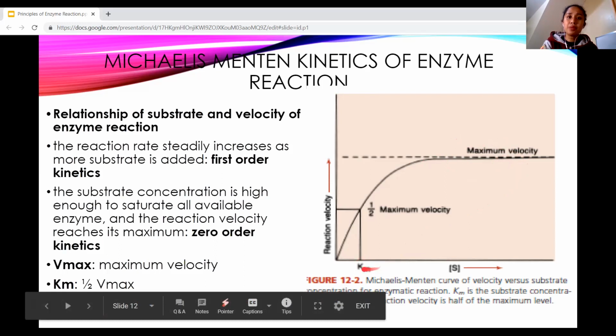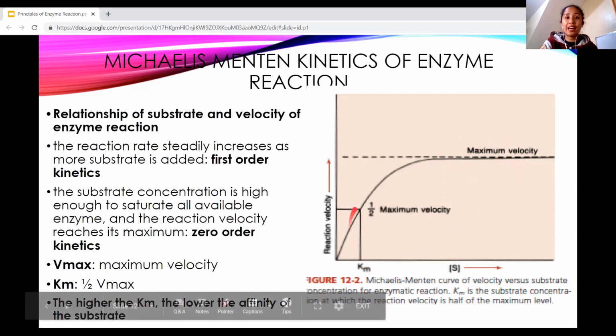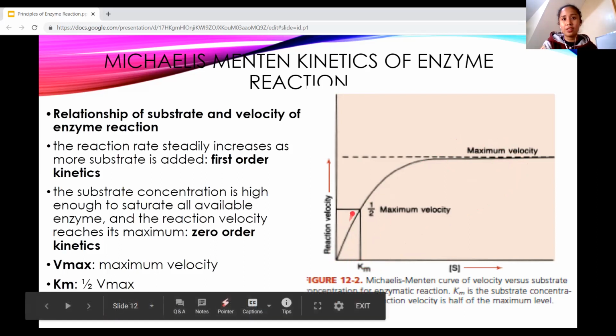And class, very simple rin. Km. Ang ibig sabihin ng Km, class, is 1/2 Vmax. Km means 1/2 Vmax. Class, the lower the Km, the higher the affinity of substrates to your enzyme. Habang mababa pa lang ang Km, naku, dikit na dikit ang substrate sa enzyme. Your substrate has high affinity to your enzymes. Dikit na dikit siya.